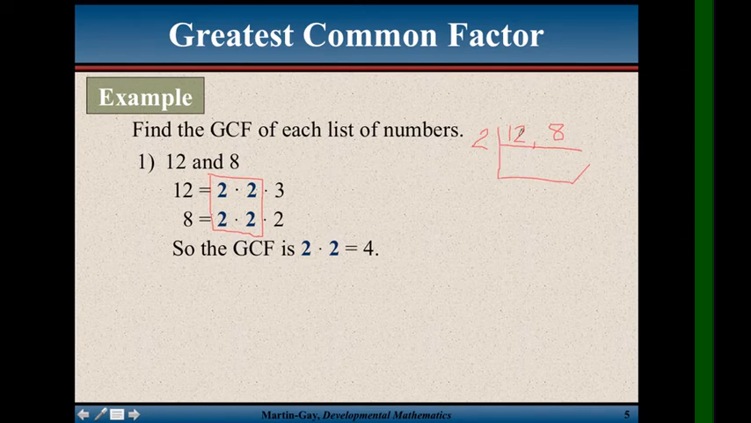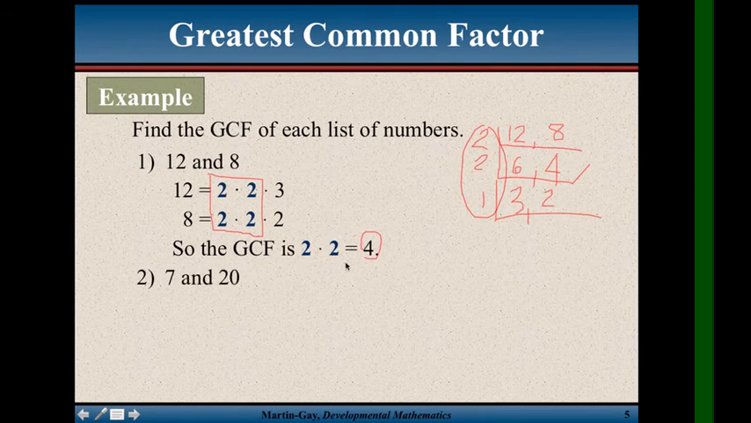So 12 divided by 2 is 6, and 8 divided by 2 is 4. Next we have 6 and 4. They are both still divisible by 2. So 6 divided by 2 is 3 and 4 divided by 2 is 2. And finally they don't have any common divisor, so our answer is 1. Then we will multiply all the numbers here. So 2 times 2 is 4 times 1 is 4. That's why the GCF is 4.